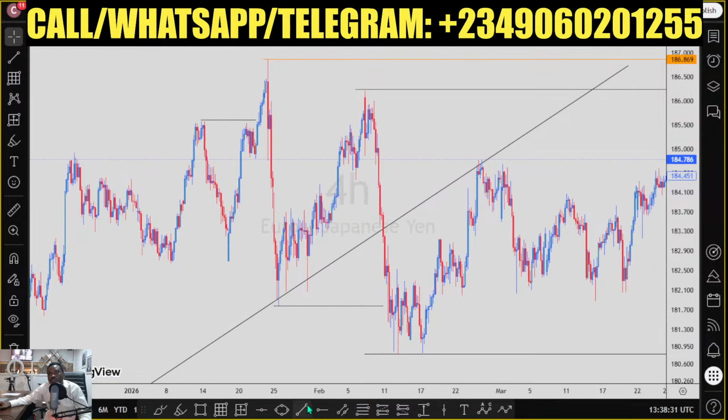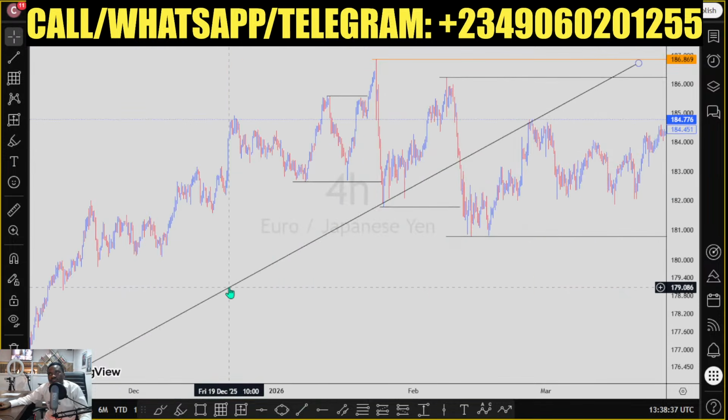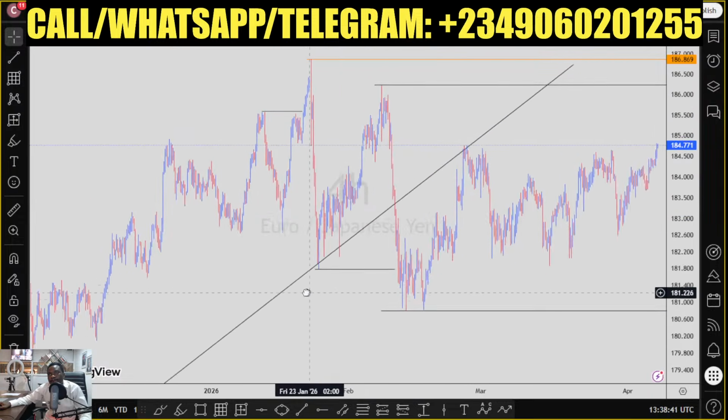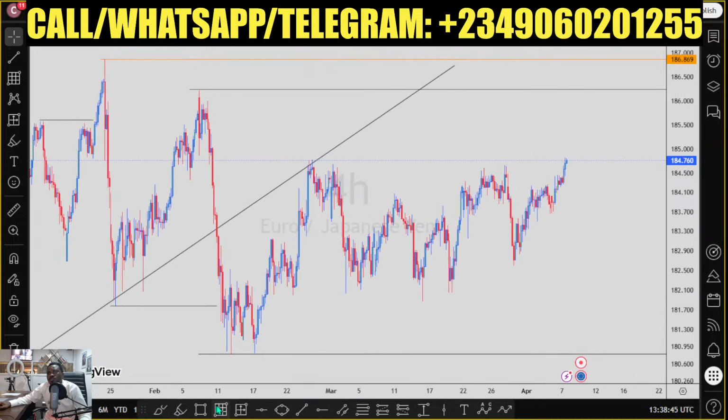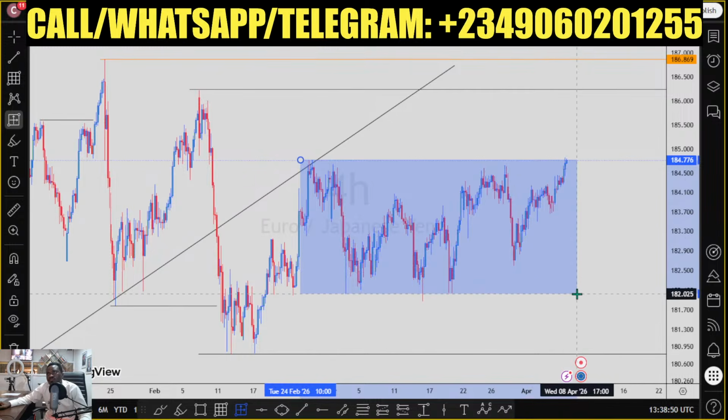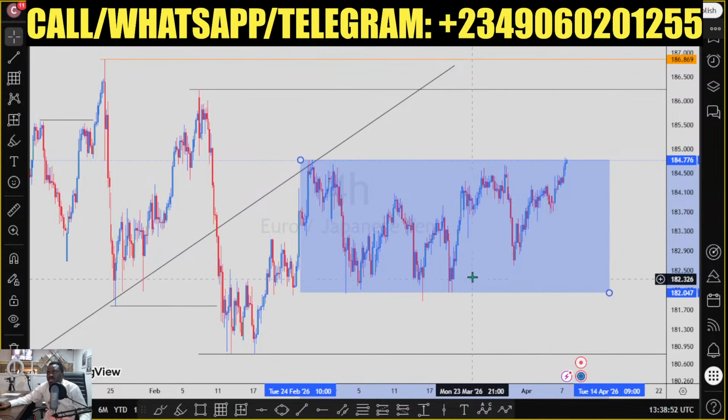Because the more drawings you draw, the dirtier your chart gets. Yes, just leave that out. Now, should we be looking out for trade at these zones? What can you guys see? This is a sideways market structure.